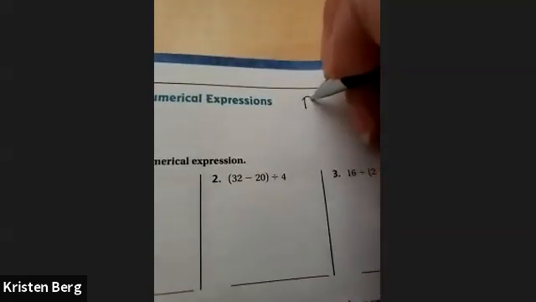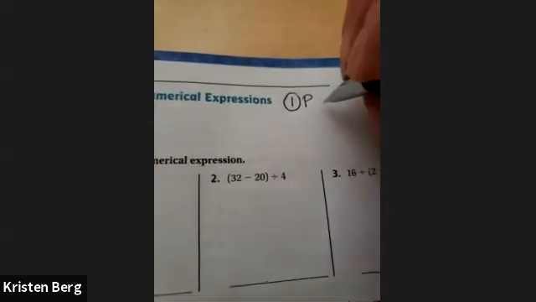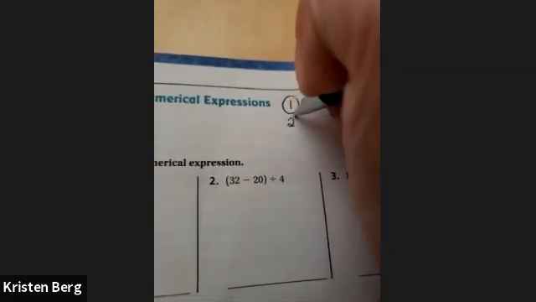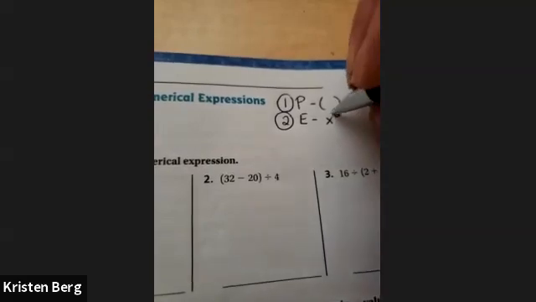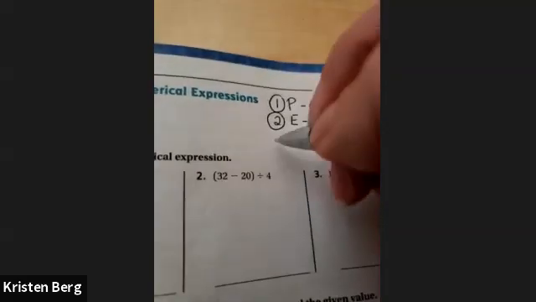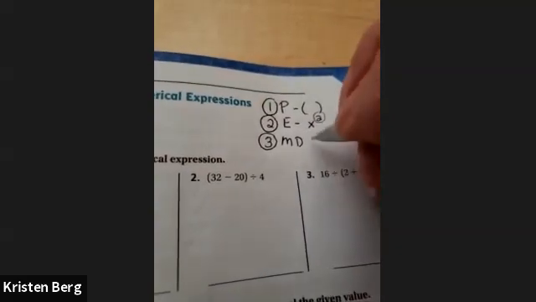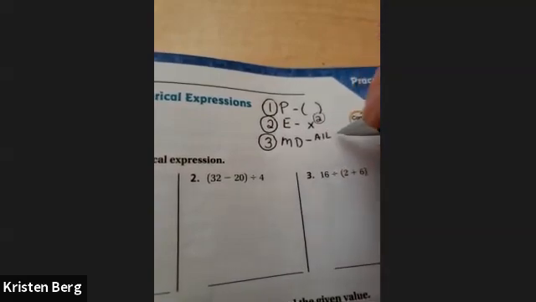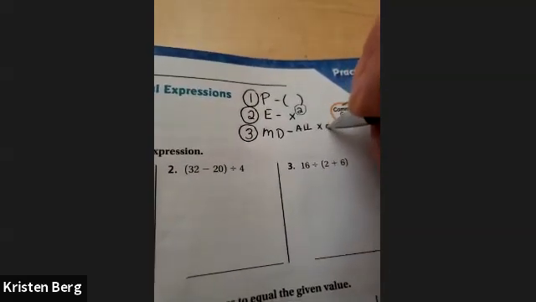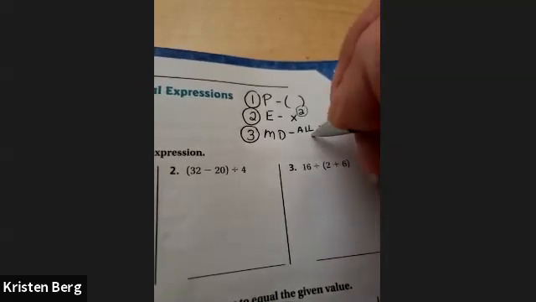All right, next. This is your homework. Again, I want you to write up at the top. The first step is please, which is parentheses. The second step is looking for any exponents. So that's please excuse. The exponents are right here. The third step is looking for all multiplication and division. So my dear, all multiplication and division, whichever comes first.